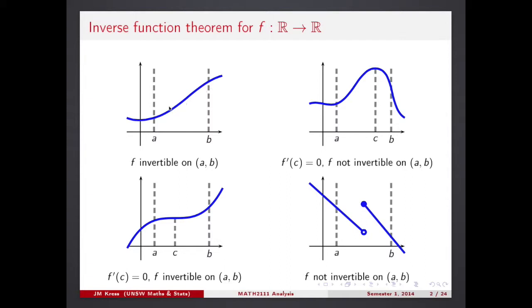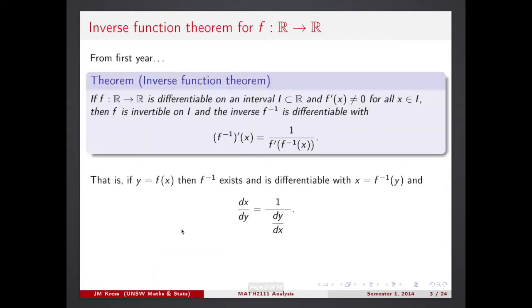That's a very good case where we do have the inverse around any point. Here we do have the inverse except the point C where the derivative is again 0, and that's the test or failed test for the inverse. So that's the result from the first year, a test for the inverse to exist.